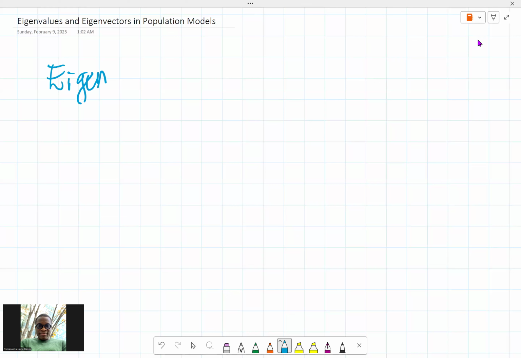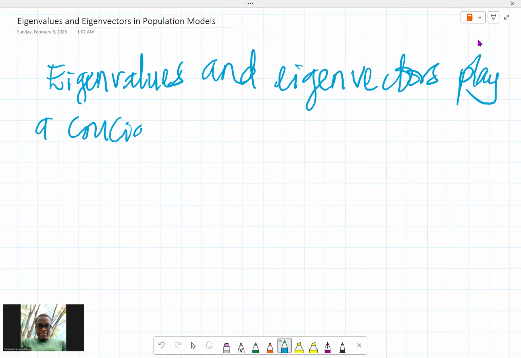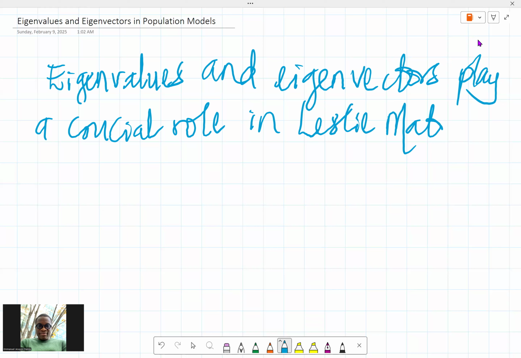Eigenvalues and eigenvectors play a crucial role in Leslie matrix models. Now, we're talking about population models. Leslie matrix models are a kind of age-structured population model.